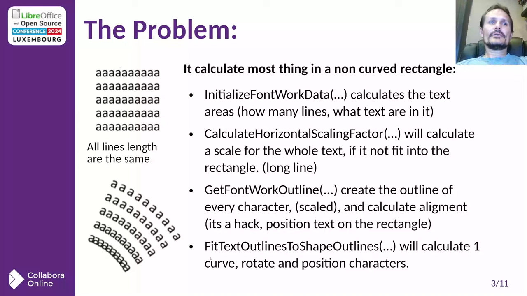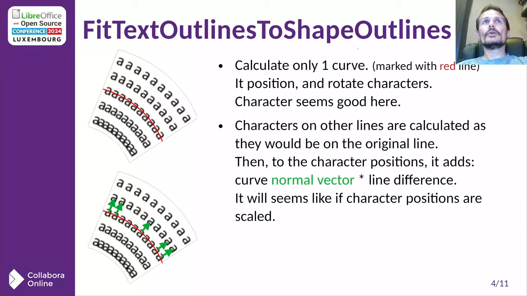And the next function, fit text outlines to shape outlines. Now this function will calculate the curve part of this shape. I mean, it will calculate a curve, and it will rotate the characters, and it will position the characters. But this function only calculates one curve. I marked the base curve line here with a red line. It calculates this curve, positions the characters here, and rotates the characters here, and it's okay.